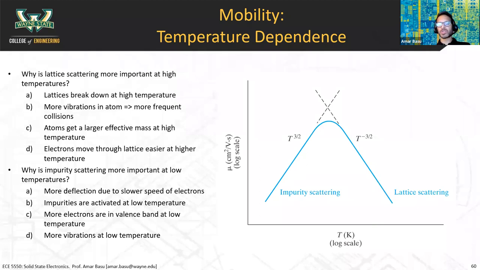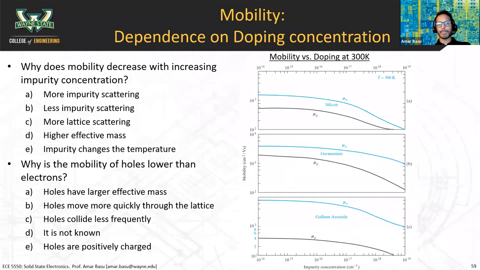So there's the temperature dependence of mobility. So let's talk about the doping dependence of mobility. That's quite simply what we covered on the last slide. The more impurities you have, the more impurity scattering, and so that will reduce the mobility.